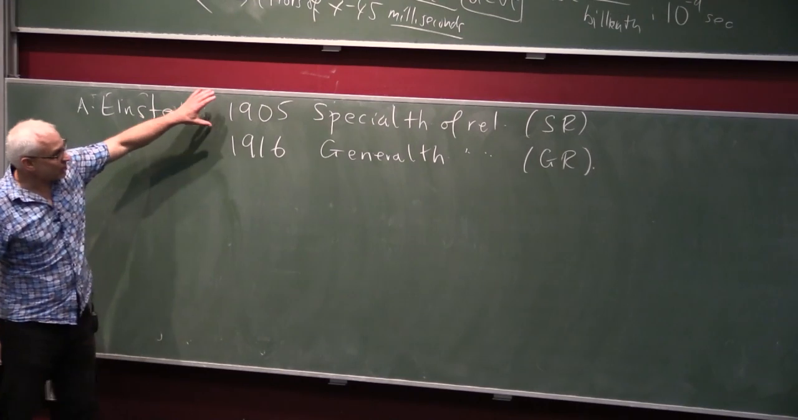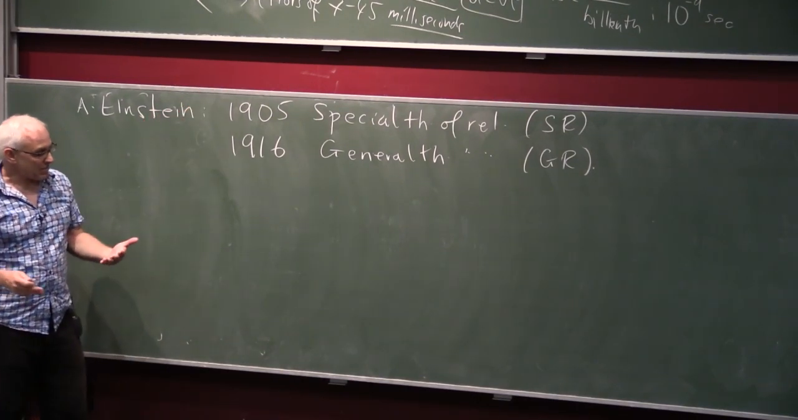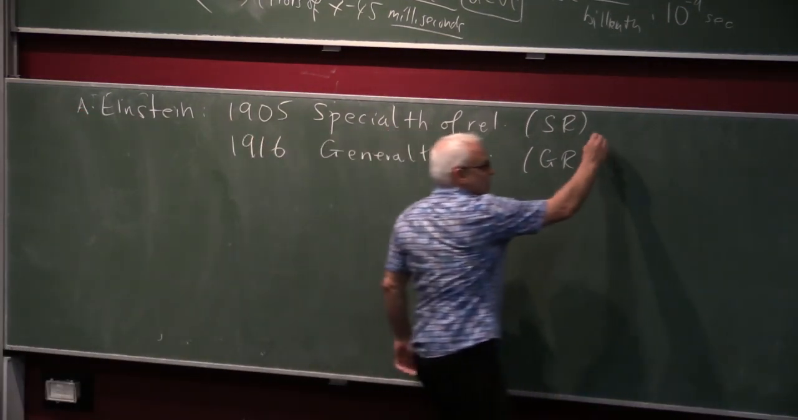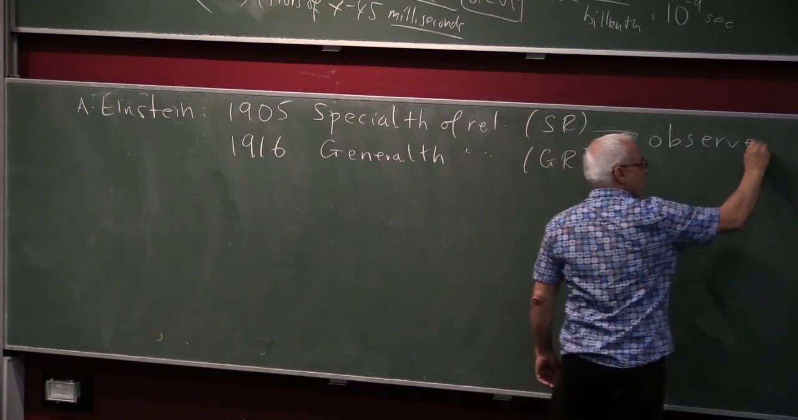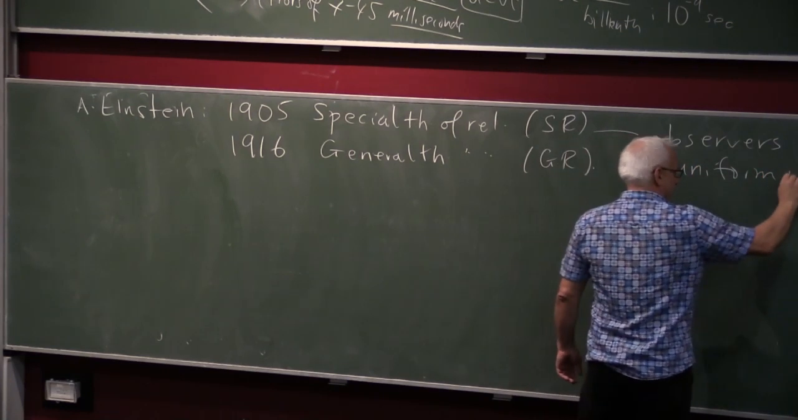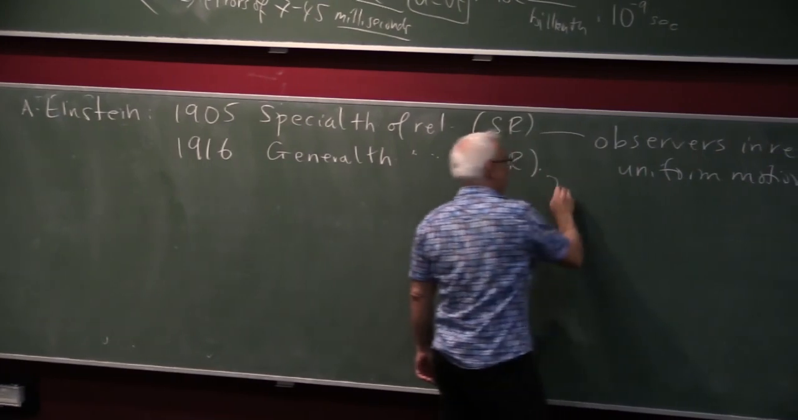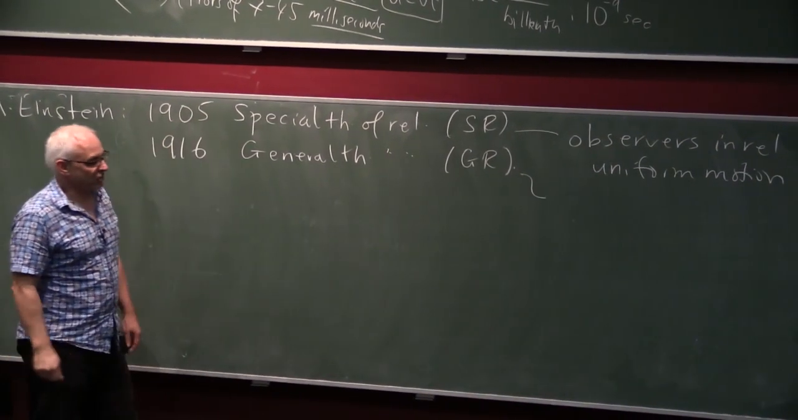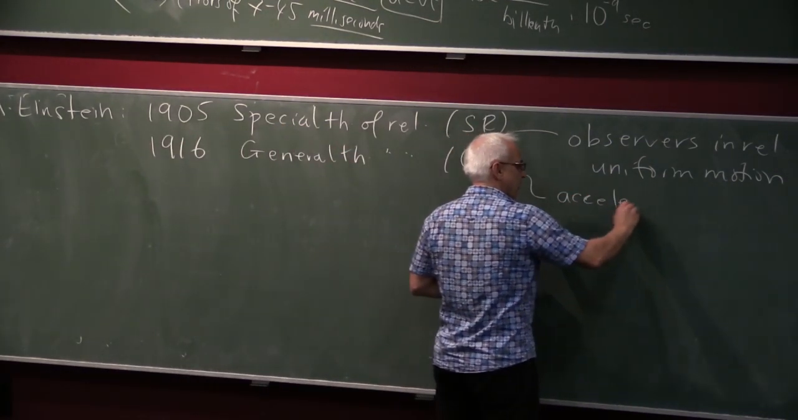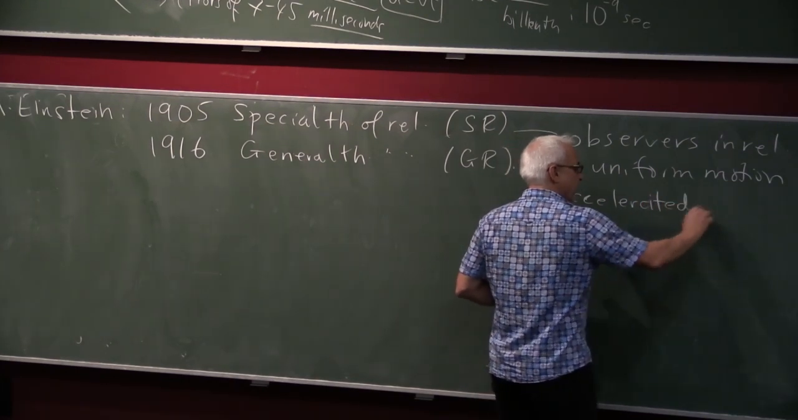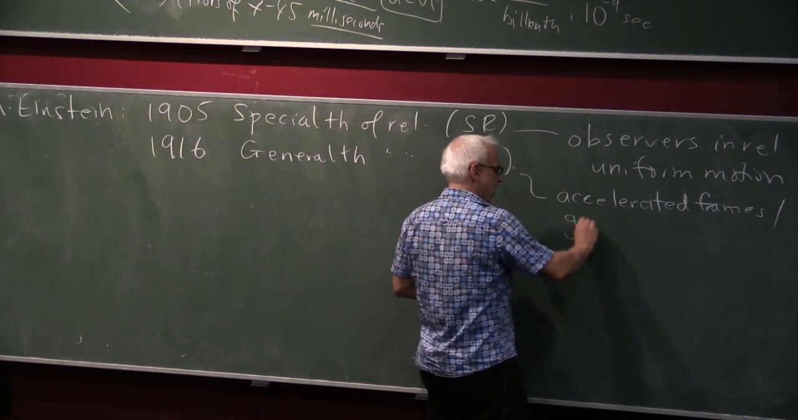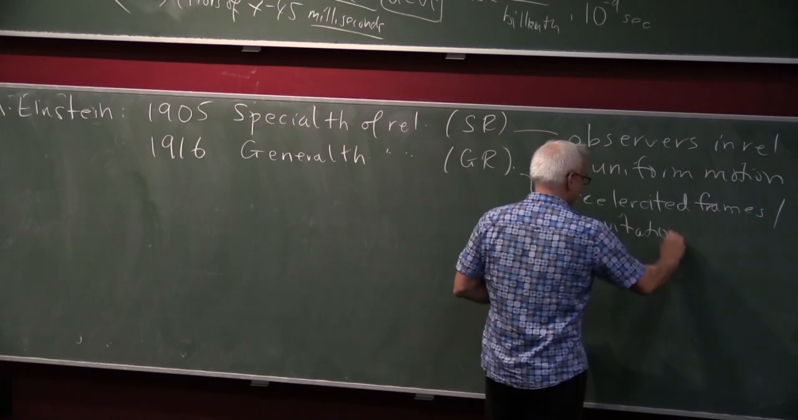The special theory of relativity concerns observers which are in uniform motion with respect to each other. It's talking about what the world looks like from the point of view of observers in relative uniform motion, while the general relativity deals with observers which are accelerated. So accelerated frames, and Einstein realized, crucially, that that's really almost the same as observers in gravitational fields.